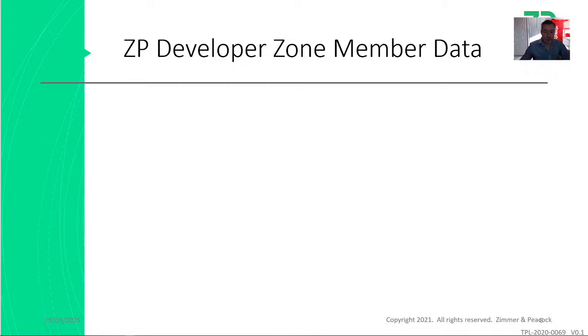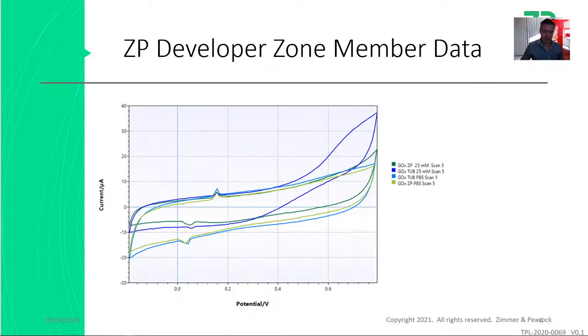Now this is actual ZP Developer Zone members' data, so this is like a case study. One of the ZP Developer Zone members has our formulation for making glucose sensors. You can either get glucose sensors from us by just buying them, or you can formulate your own glucose sensor. Now this is their cyclic voltammetry data. So let me just explain their cyclic voltammetry data a little bit.